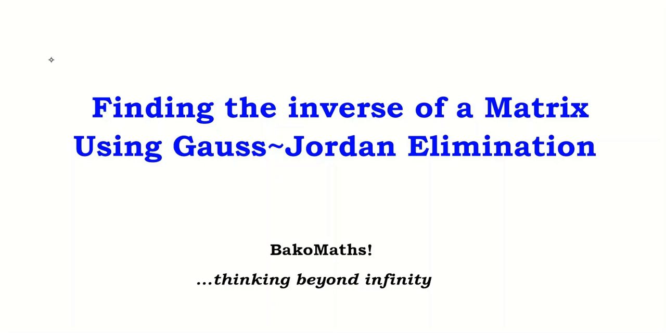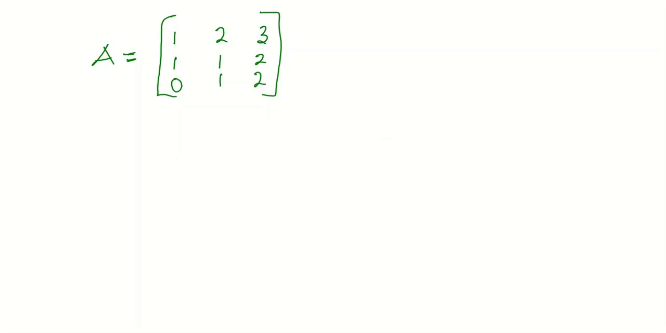Let's get started. We have this matrix A equal to 1 2 3, 1 1 2, 0 1 2, and we want to find the inverse of this matrix.